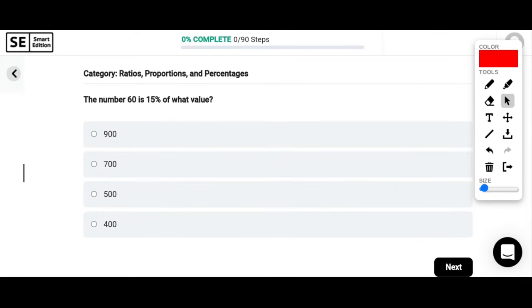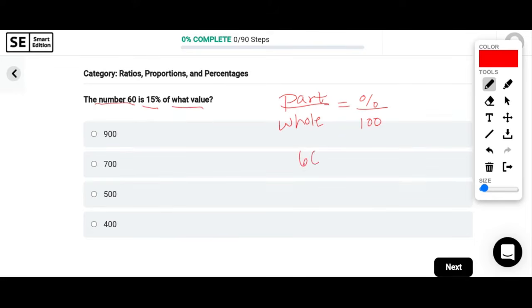The number 60 is 15% of what value? So this might be a good one for our part over whole ratio. Part over whole equals percent over 100. Okay, so part over whole equals percent over 100. So the number 60 is 15% of what value?